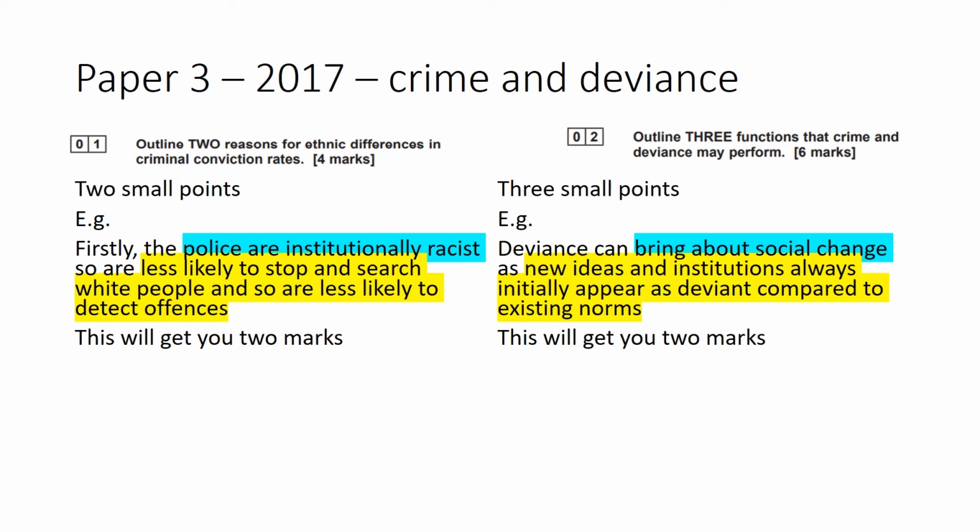And then obviously on that, outline 3 functions that crime and deviance may perform. The first point that you could make is deviance can bring about social change, as new ideas and institutions always initially appear as deviant compared to existing norms. That would literally be all you need to say to get those first 2 marks, and then you just need to put 1 or 2 more points in that sort of structure. And remember, you can bullet point. I just want to make that really clear, because I don't want you to write out full sentences for these questions, and then by the time it gets to 20 or 30 mark questions, you're really struggling for time.